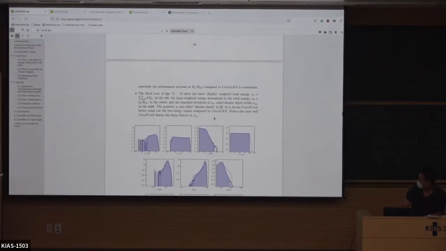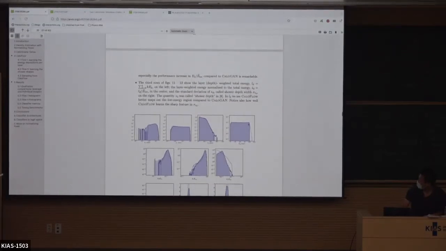So here are some histograms. The solid color here, the shaded in, is Géant. The solid histogram is the flow, and the dashed histogram is CaloGAN, the GAN. Again, you see the GAN is not doing a great job of getting the distributions right.